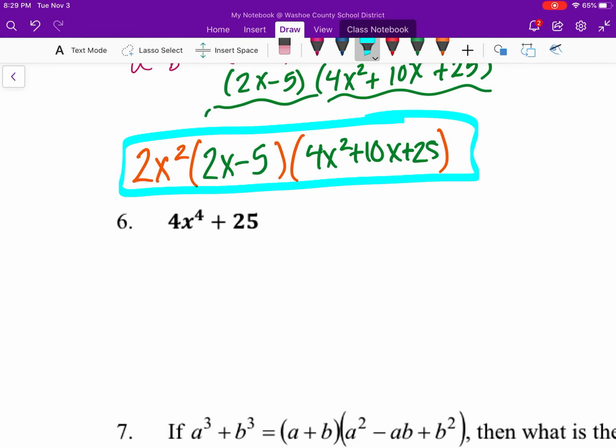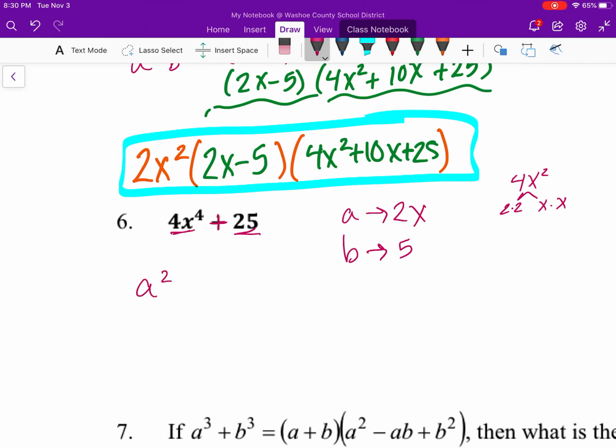Okay, and the last one before we do our word problem, we have 4x to the 4th plus 25. So I have a sum, and this looks more like a perfect square, okay? So a is going to be what number multiplied by itself 2 times gives me 4x to the 4th. Well, 4x to the 4th can be broken down to 2 times 2, x squared times x squared. So I'm thinking 2x squared here. And b, the 25, would be 5.